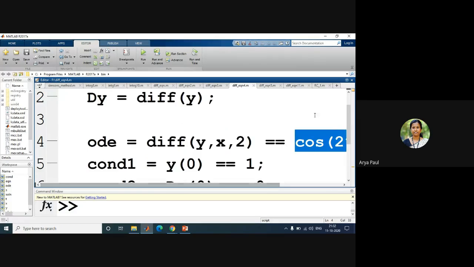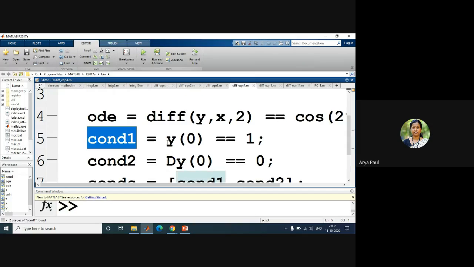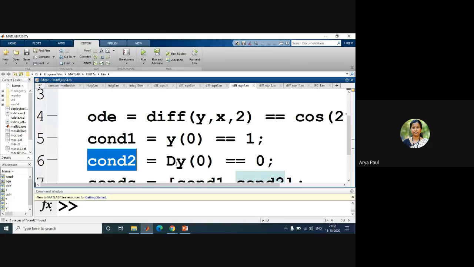Now, the initial conditions. What are the initial conditions? Condition 1 is y of 0 equal to 1. What is condition 2? Condition 2 is the differential of y, y dash of 0 equal to 0. That was condition 2.